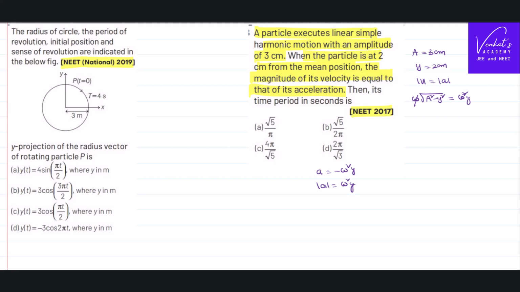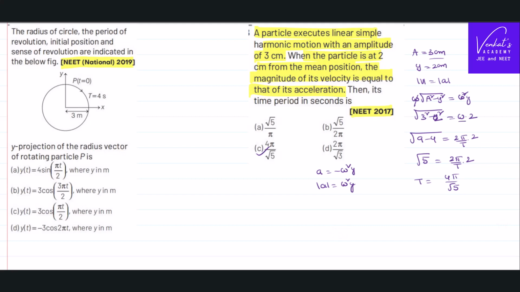One omega and one omega can be cancelled. You want time period. So root of a square minus y square, substitute the value: 3 square minus 2 square equals omega into y, which is also 2. Root of 9 minus 4 equals omega, which can be written as 2 pi by T into 2. Then root 5 equals 2 pi by T into 2. So T is equal to 4 pi by root 5. That's the answer. That's how we get it.